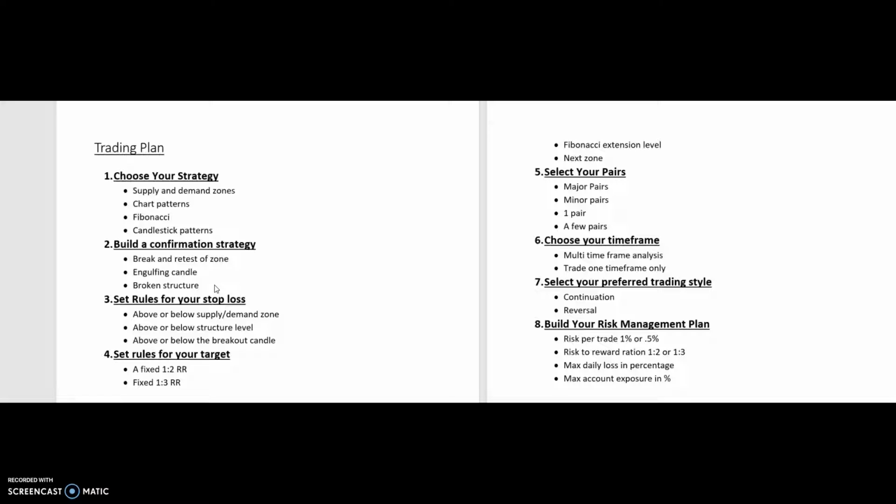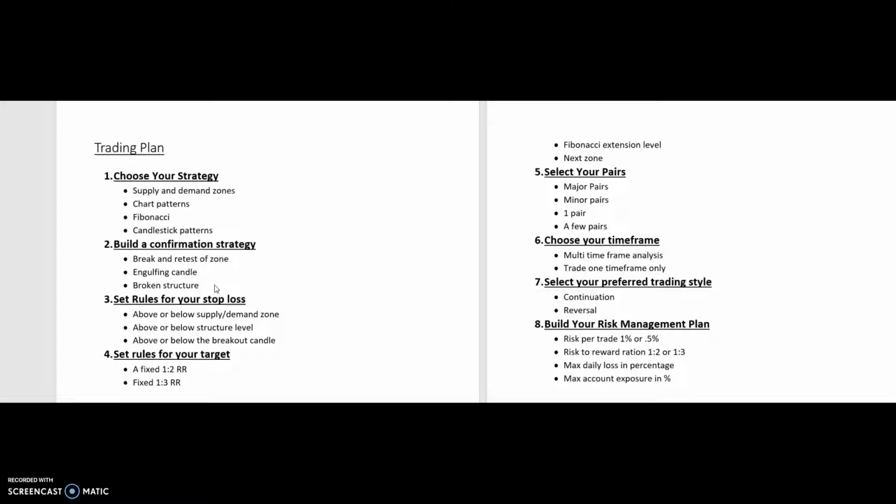Alright, so let's jump right into it. The first part of the trading plan is choose your strategy. My strategy is supply and demand zones. I also use chart patterns, Fibonacci, and candlestick patterns, but I mostly analyze my chart based off supply and demand zones. That's pretty simple to me, and it's very effective.